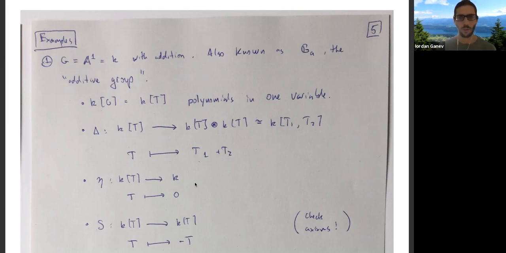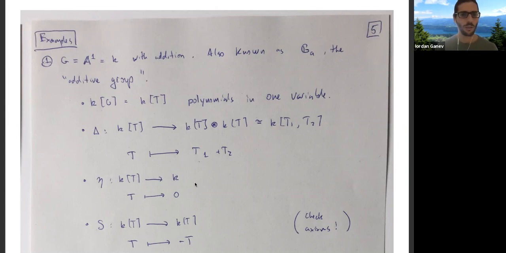So that's what it is. Let's translate the maps on the group side into maps on the algebra side, on the affine algebra side. So first of all, what is the affine algebra of this additive group? Well, it's just polynomials in one variable, just the affine algebra of K, of A1.